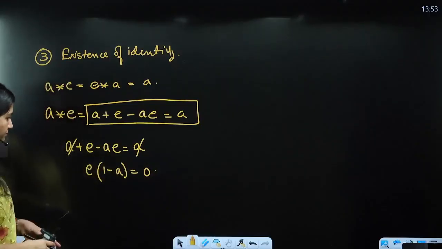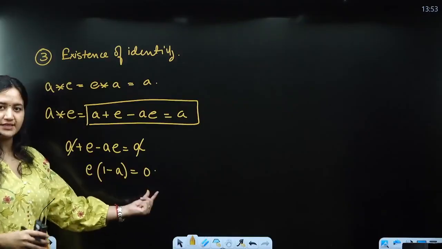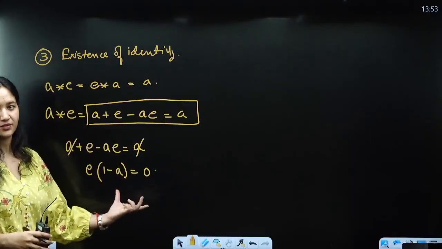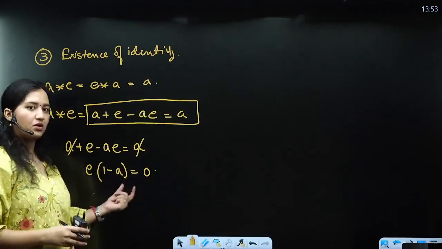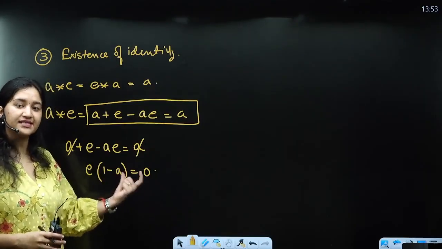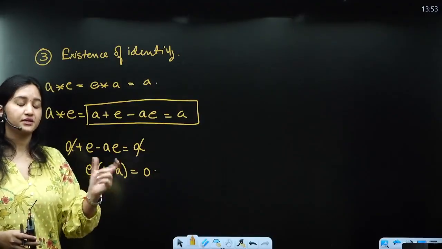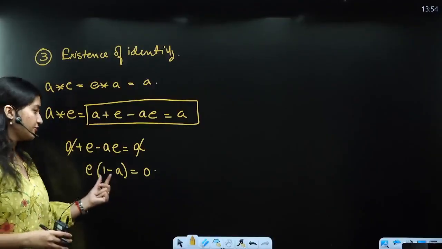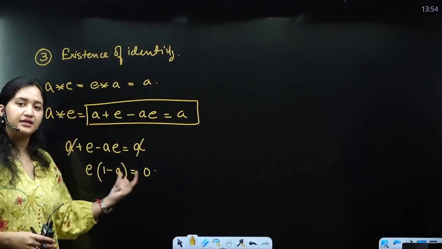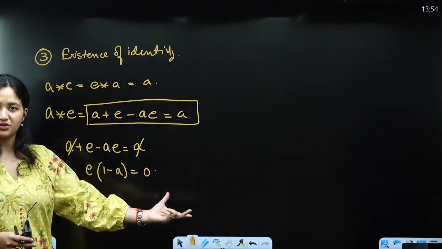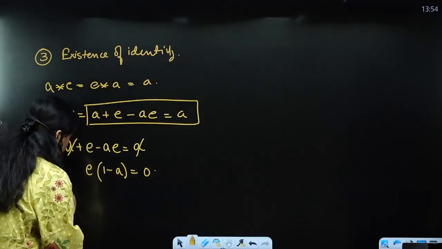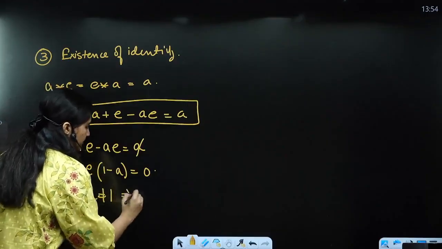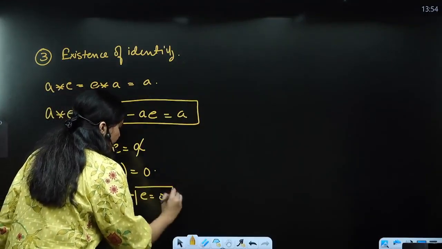Now the product of two numbers has to be 0, right? Then either one of them has to be 0 or both of them are 0. But the problem here is that A belongs to the set G, right? And what is the set G? That is rational numbers minus 1. That means the value of A cannot be 1. So if 1 minus A is equal to 0, that means A is 1, which is not possible. So we can write, since A cannot be equal to 1, this implies that E is 0, right?